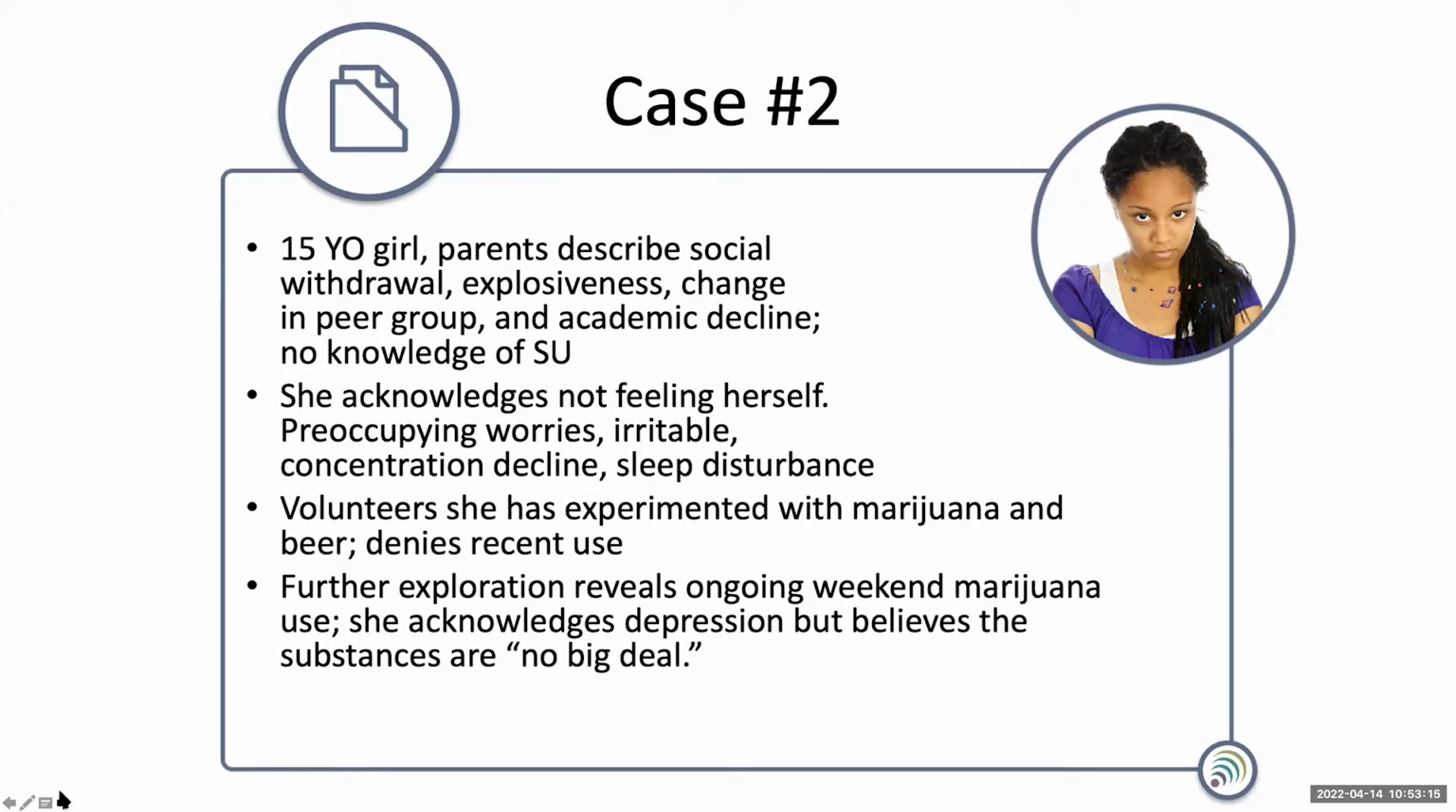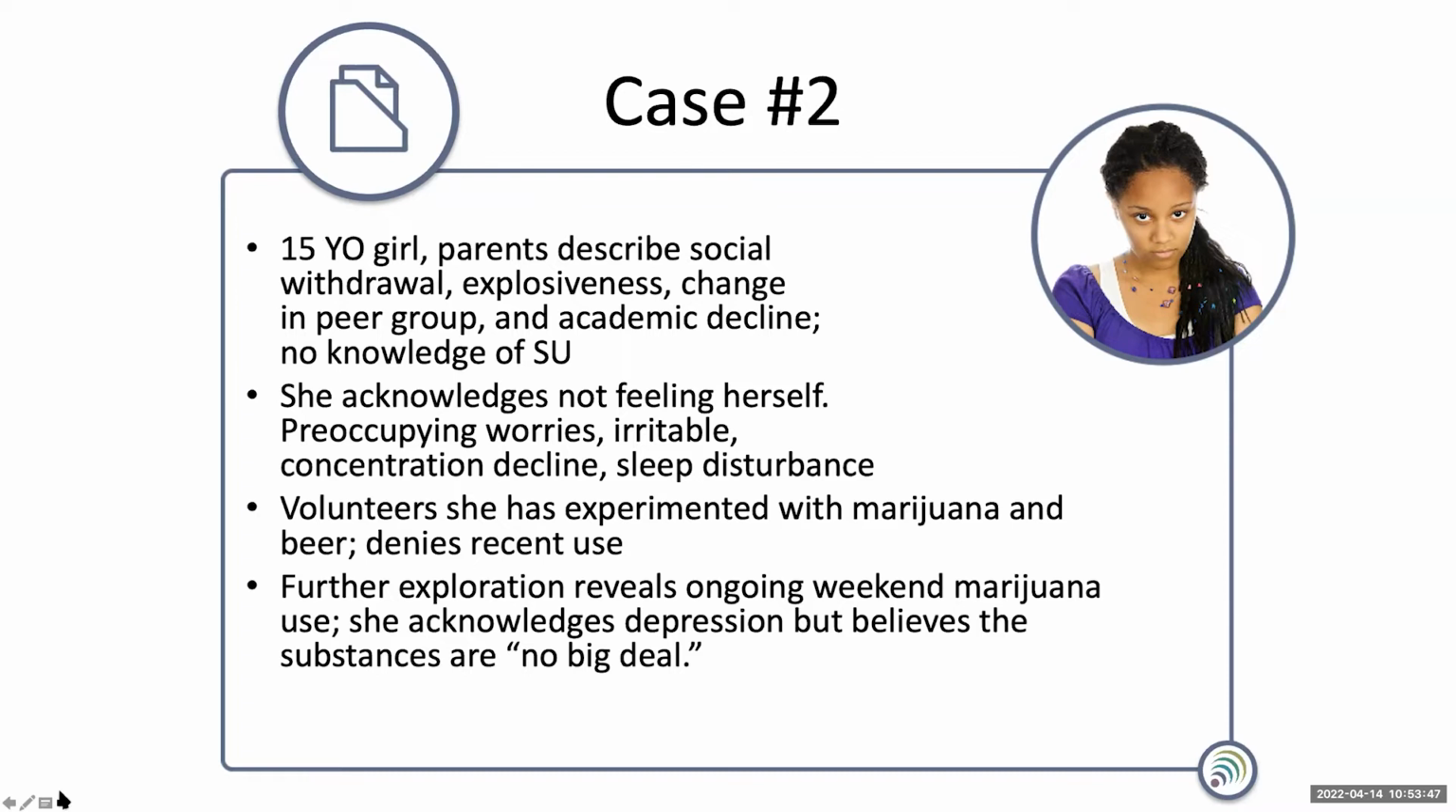And when you talk to her, she says she doesn't feel herself. She has some preoccupying worries. She acknowledges she's irritable. Her concentration is off. She's not sleeping well. And you're going down the path of concern about depression, as well you should. But she also volunteers, both because you ask her, but also because you do universal screening, that she has experimented with cannabis, and she's used beer at parties some. She hasn't been using recently.